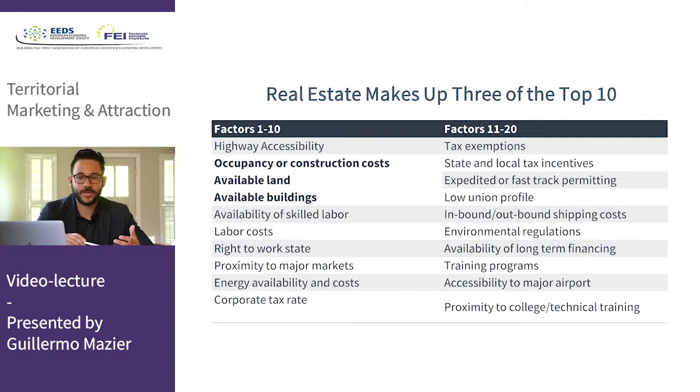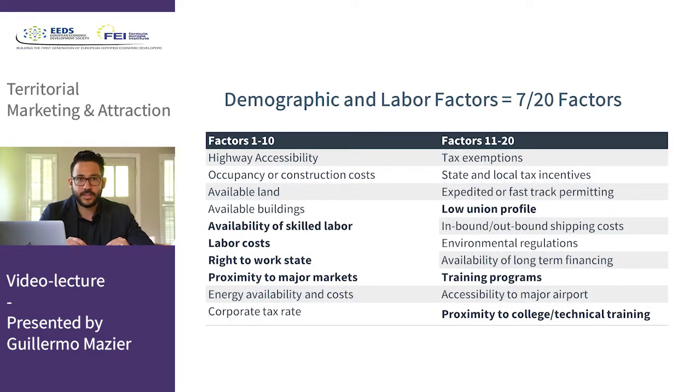One of the things that we noticed is that real estate makes up 3 of the top 10 factors when locating a business to a particular community. Is there high occupancy or construction cost? Is there available land? Are there available buildings? As you develop your FDI plan, you should note the number of available buildings in your community, the parcels of available land that you have, and roughly what the occupancy or construction cost would be to build in that particular community.